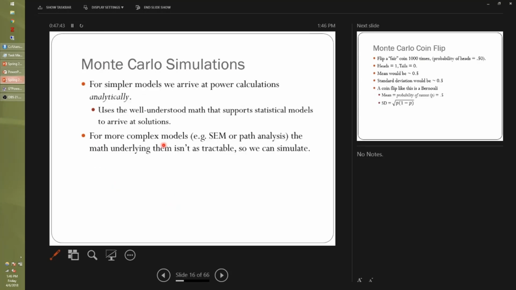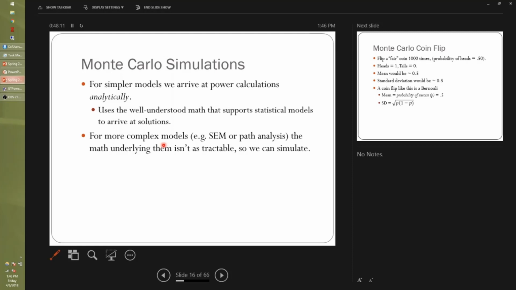So we'll talk about Monte Carlo simulation sort of in the abstract a little bit. There's other things like regression, t-tests, stuff like that we'll talk about with G-power. We arrive at those power calculations analytically. What that means is there are these math formulas, we know how regression works, and we can use those to arrive at solutions for the power in a regression or a t-test.